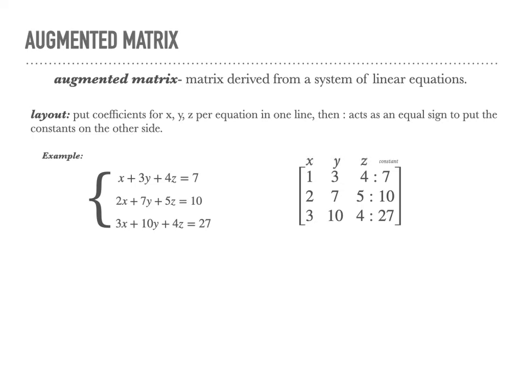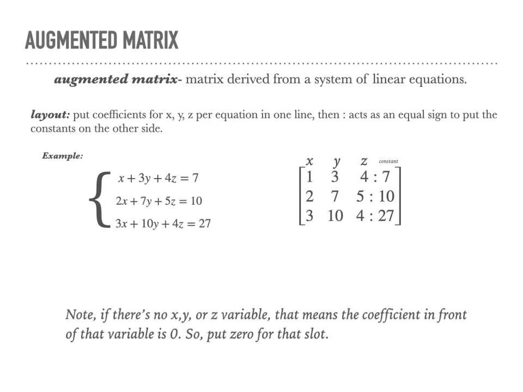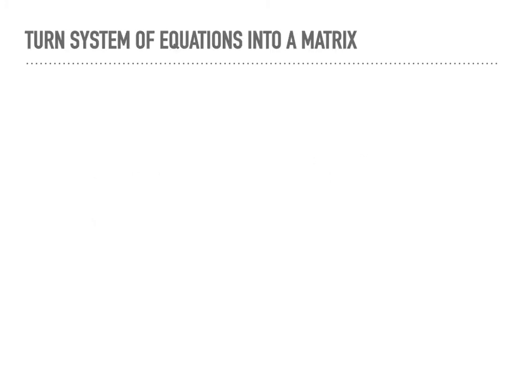It's important to keep the organization as the first column of x, the second column of y, and the third column of z, and the last one as constant. As long as all the coefficients are for the same term in one column, it should be okay. Note that if there's no x, y, or z variable, that means the coefficient in front of that variable is 0. So just put a 0 for that slot.